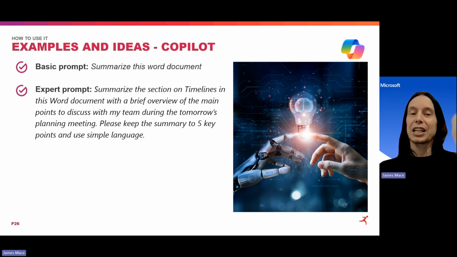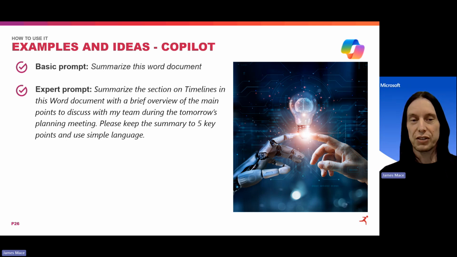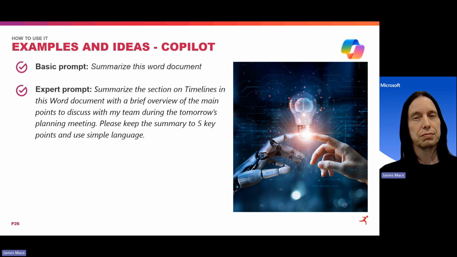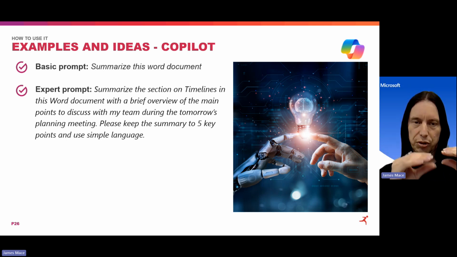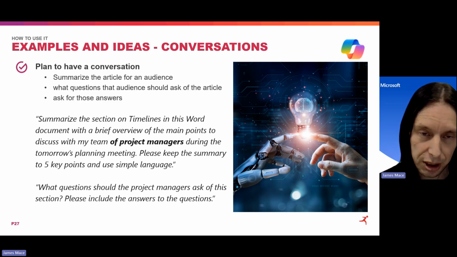So backing up to our basic prompt, "summarize this Word document," probably going to be a bit too broad. You're probably going to have to go and edit it, not really going to save you any time. So we do an expert prompt like we just saw, right? "Summarize this section," okay, there's our goal. "Timelines in this Word document," there's our source. "We need an overview for my team for tomorrow's planning meeting," there's our context. "Keep the summary to 5 points. Use simple language," that's kind of our expectation. Great. Is that enough? Is that it? No. Okay, so that's some basic engineering applied to that particular prompt, but we really should be going past that, and we really can with these tools.